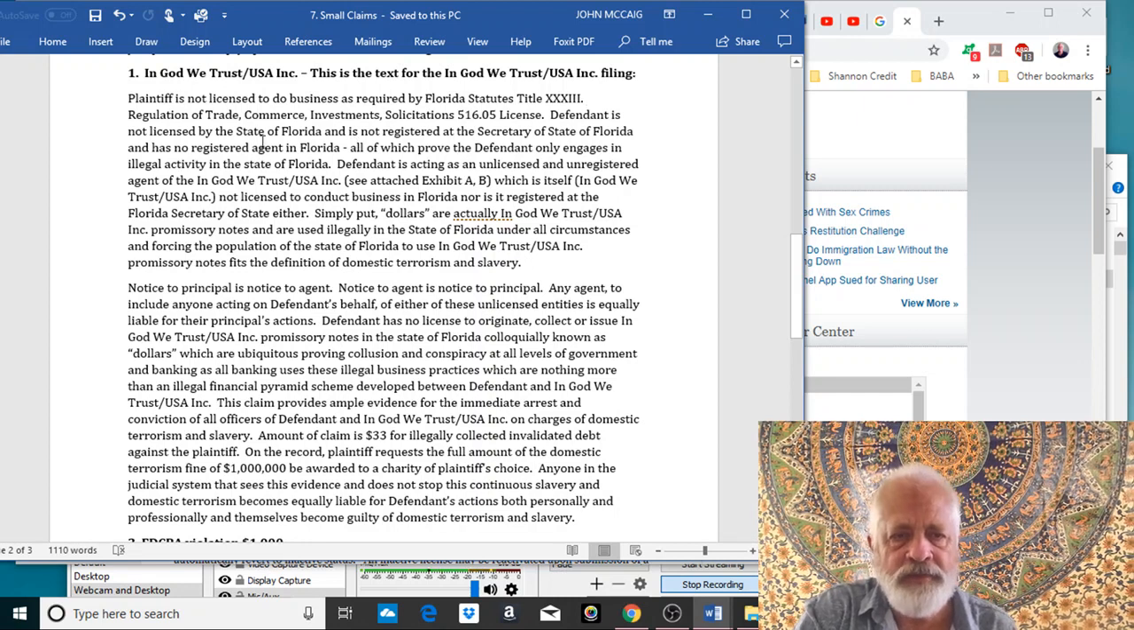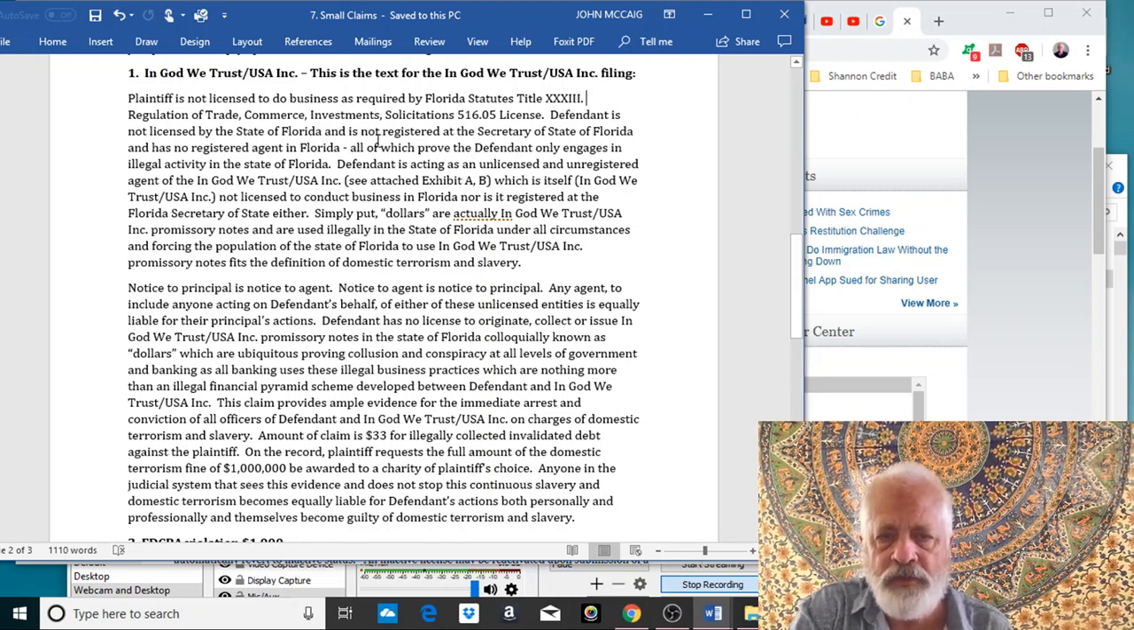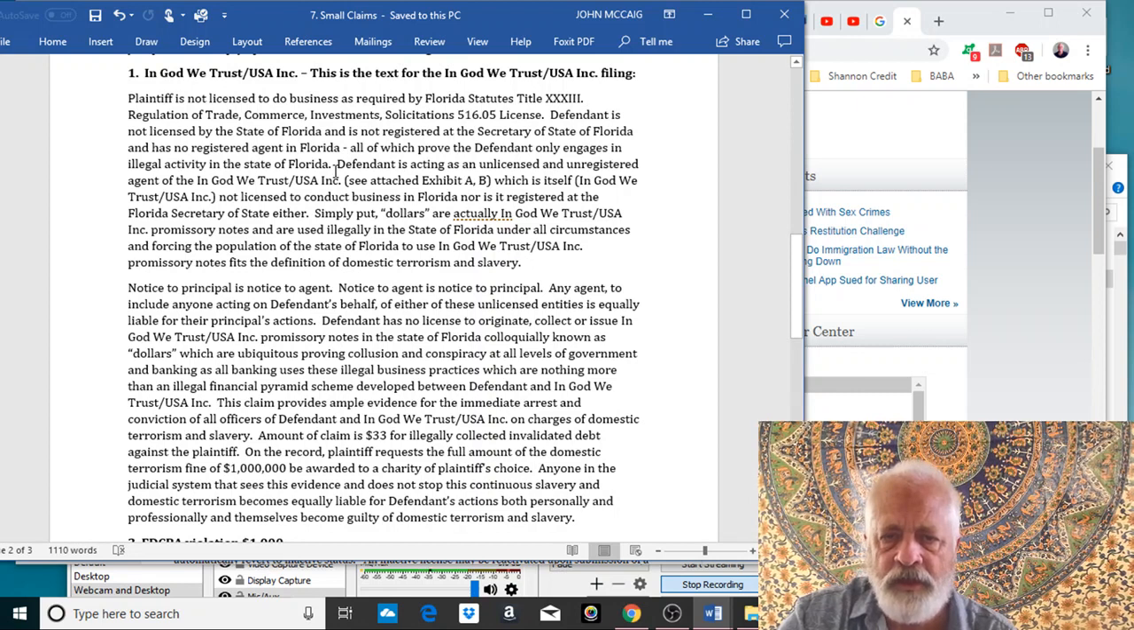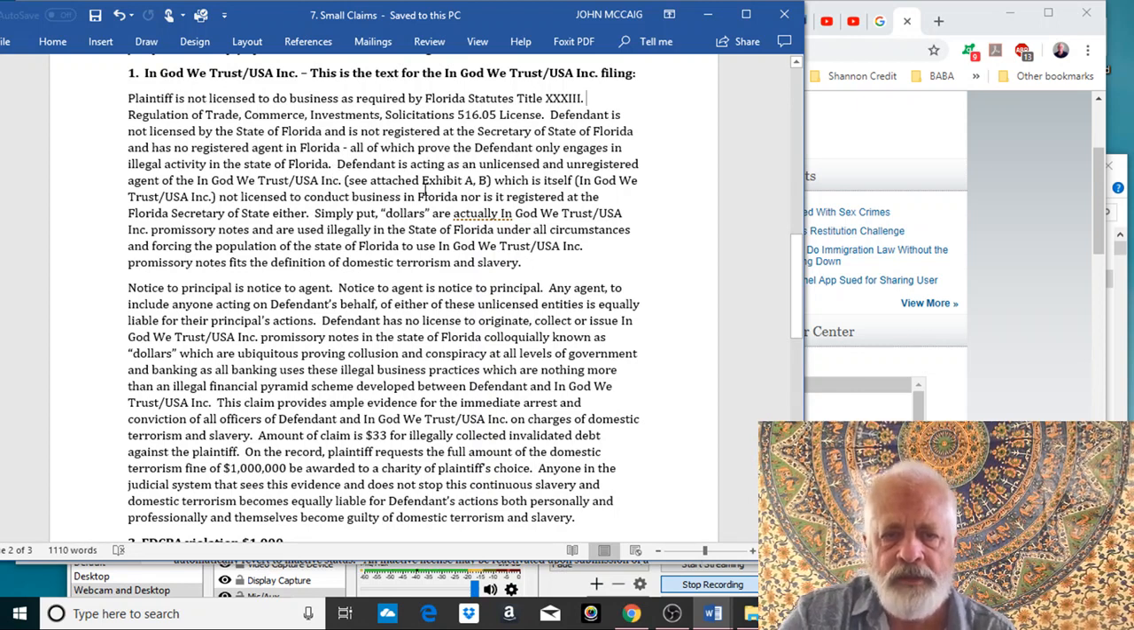Defendant is not licensed by the state of Florida, so you say what they're not doing. And is not registered to the Secretary of State of Florida and has no registered agent in Florida. All of which prove the defendant only engages in illegal activity in the state of Florida. The defendant is acting as an unlicensed, unregistered agent of the In God We Trust /USA Inc. See attached Exhibit A and B.